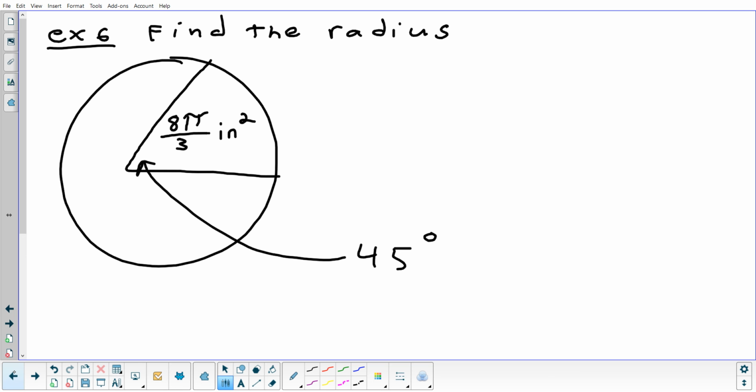Now, how do you know if you should be using the arc length formula or the area formula in this problem? There's something up there that kind of gives it away. Yep. It's inches squared, so that's the area of the sector. This isn't an arc length, it's inches squared, so that's an area. So we're definitely using that.